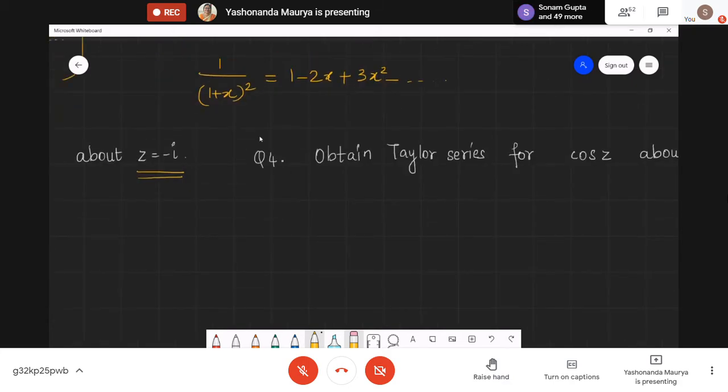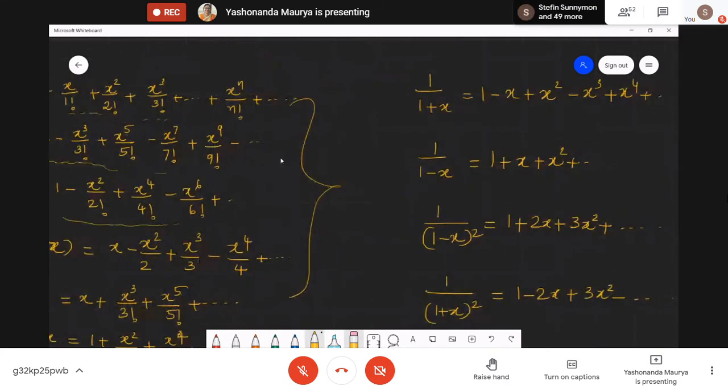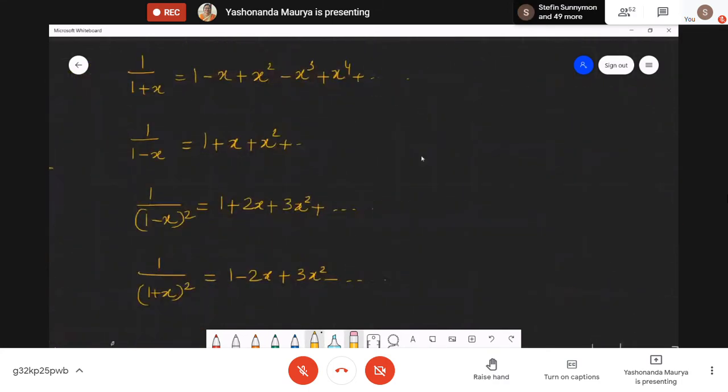And here in this case, all these series, they are valid for all values of x. There is no limit over here. For example, the region of convergence, when we are writing for all these series, see here, this is mod x less than 1. Here also it is mod x less than 1.